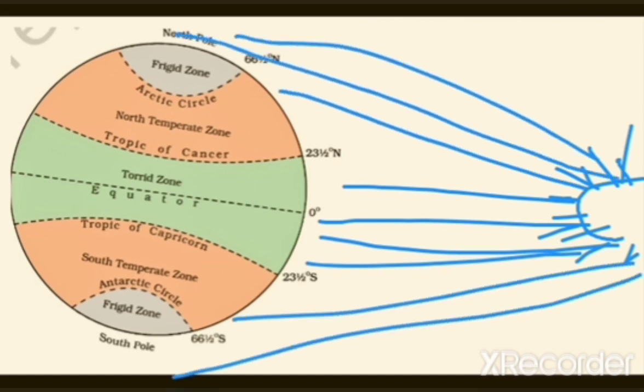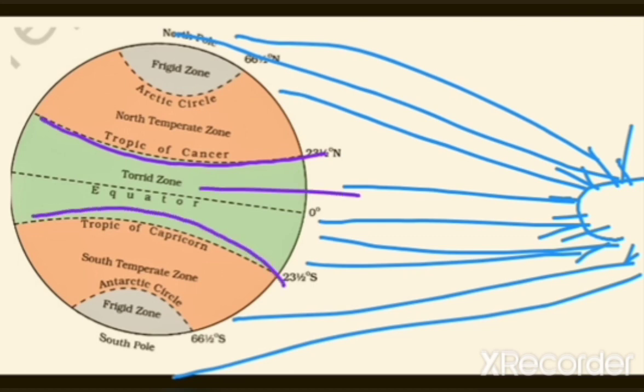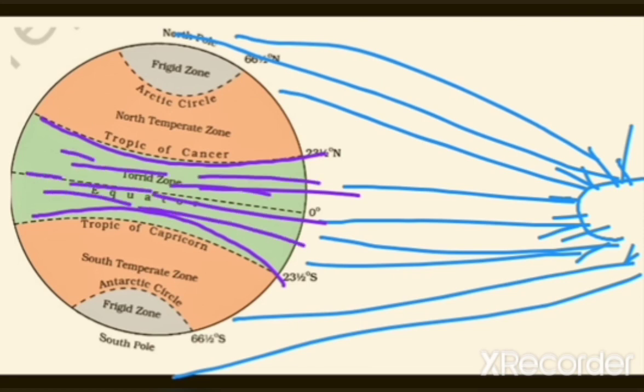So you can easily see that this area, the area between the Tropic of Cancer and Tropic of Capricorn, is receiving the direct rays of the sun. That means this area is receiving the maximum insolation. That is why this area is known as the torrid zone, the area which receives the maximum rays of the sun.